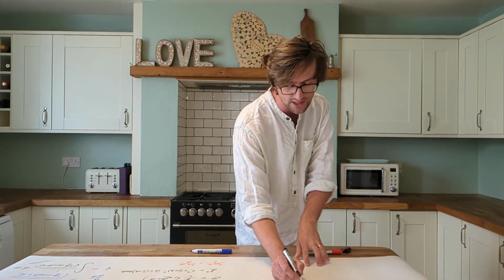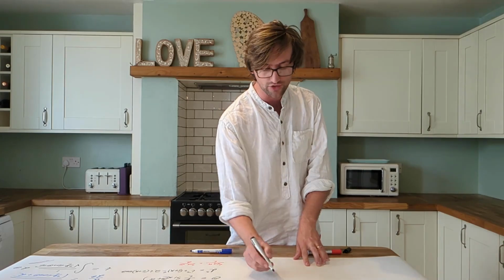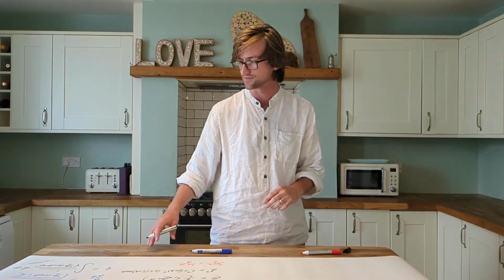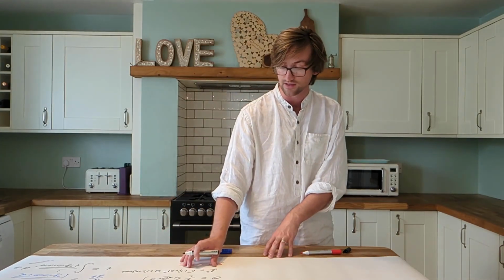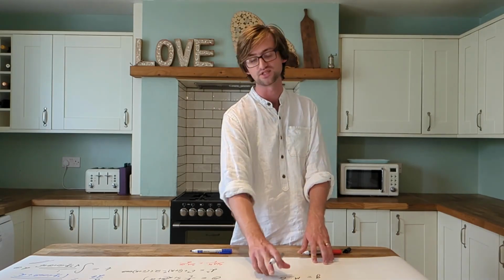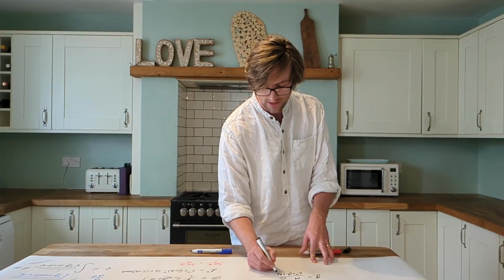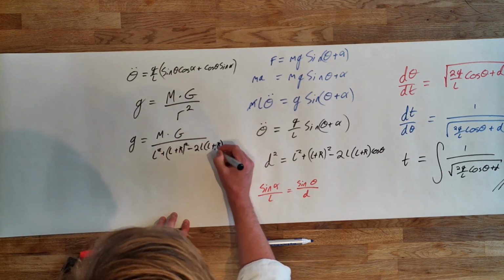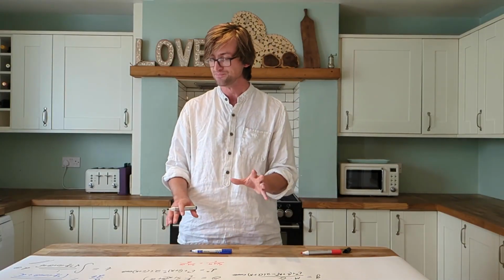We know that g is going to be equal to the mass of Earth multiplied by the gravitational constant divided by r squared, the radius away from the centre of the Earth squared. And hey, that was our d squared, wasn't it? We've already got d squared over here, so I suppose we could just say that g is equal to M times big G. Remember, big G is just Newton's constant, and then divide that by L squared plus (L plus capital R) squared. Capital R is constant. Take away 2L(L plus R) cos theta, and then it will be true, and we won't have lied.